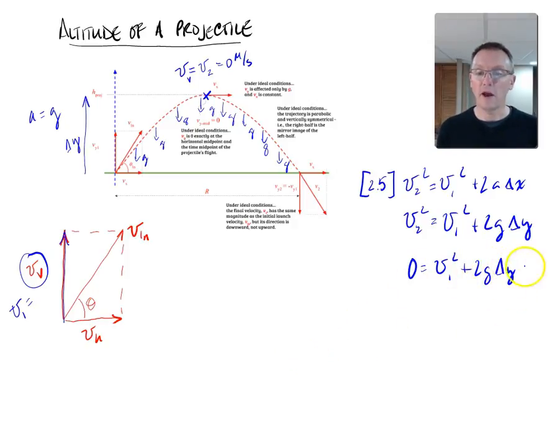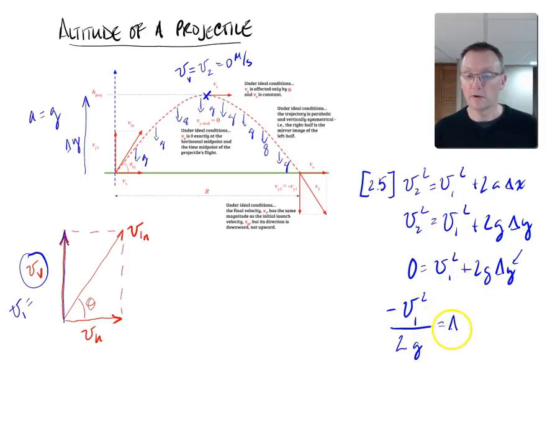Now, I'm trying to find how high up it goes, so I'm trying to find that delta y. So I have to solve for delta y, and here's how I do it. I'm going to subtract this v1 squared from both sides. So it's negative v1 squared on this side, because I had to subtract it from both sides. And then it's going to be divided by the 2g that I had to divide away from this delta y. That's going to be equal to delta y, and that's going to tell us the height.